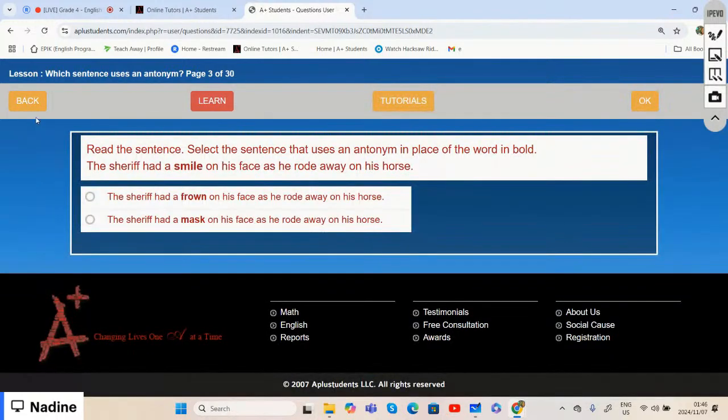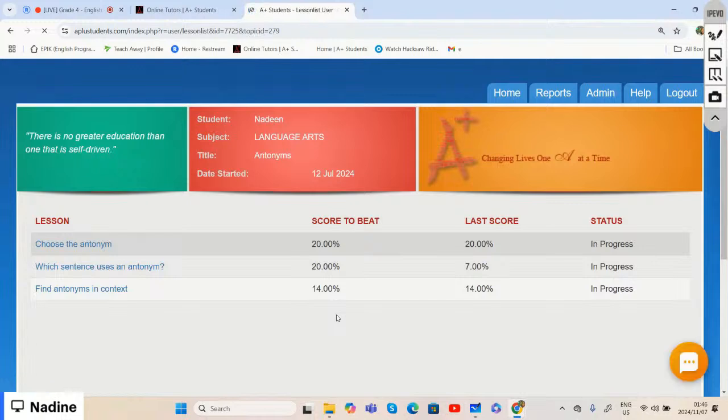All right. So this is the end of our lesson on antonyms. We said antonyms are words with the opposite meaning.